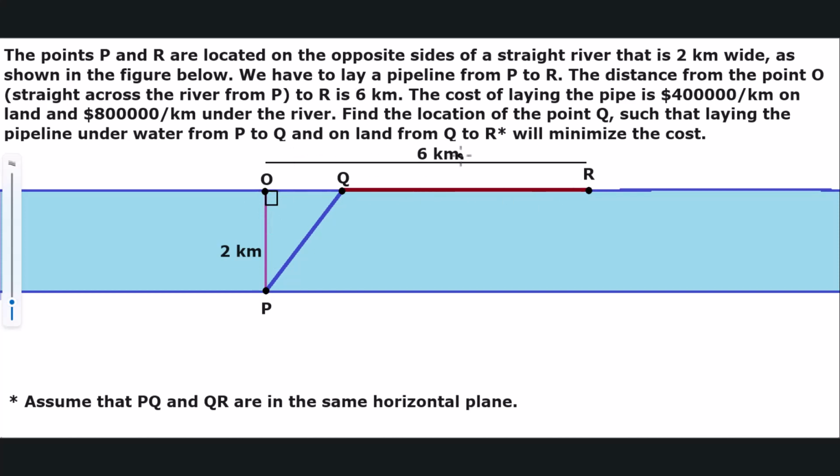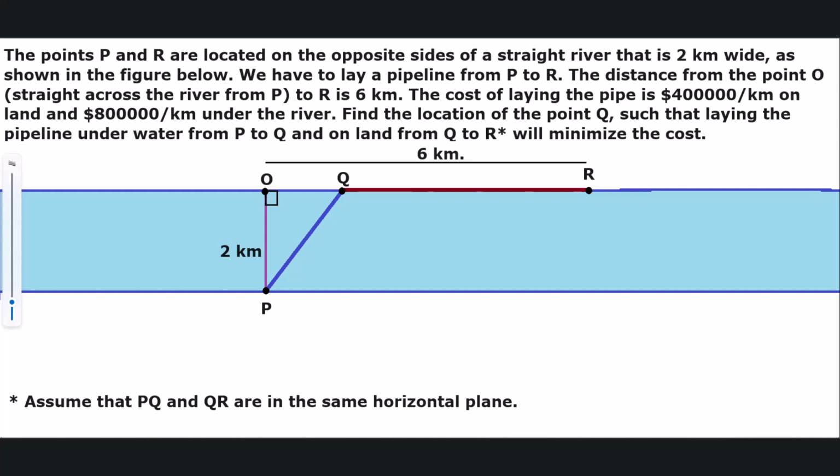6 kilometers. So what we have to do is find the location of a point Q such that laying the cable from P to Q along the river and then Q to R along the land is minimized, and the cost is given here, 400,000 per kilometer on land and 800,000 per kilometer under the river. So this is the question that we have to solve, and we are given the picture here. Just pause it and read it again if you would like.